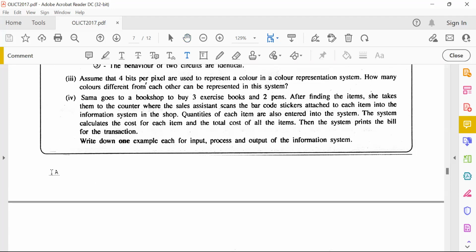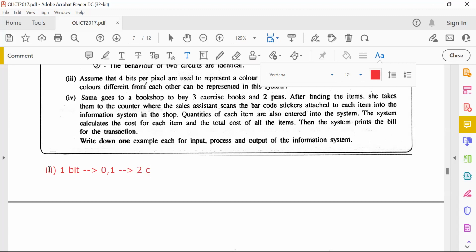Amasha, tell me how you are going to find. Yes. If you have 1 bit, how many colors? Right? 1 bit, you can have either 0 or 1. That means 2 colors, right? So likewise, if you have 2 bits, then how many you can have? You can have 0 0, 0 1, 1 0, 1 1. That means you can have 4 colors.